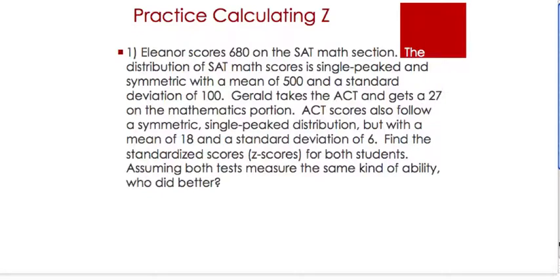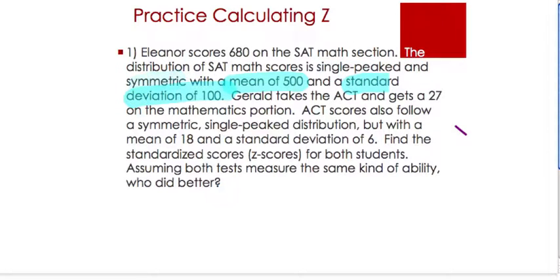Let's do another example. This says Eleanor scores 680 on the SAT math section. The distribution of SAT math scores is single-peaked and symmetric with a mean of 500 and a standard deviation of 100. Notice they just gave me center, shape, and spread. Shape, single-peaked and symmetric, that sounds approximately normal. Center, the mean is 500. And spread, the standard deviation is 100.